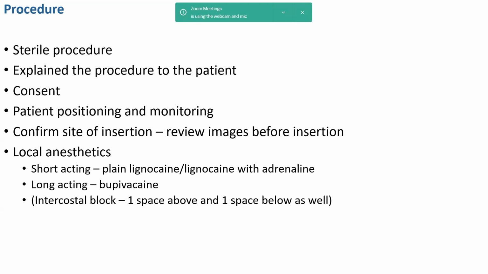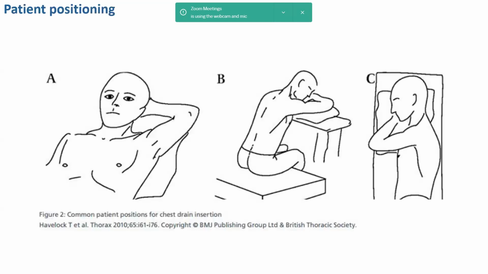For local anesthetic, we usually use plain lignocaine, or even with adrenaline, and short acting ones, even long acting ones, something like bupivacaine can be used. So it will give a few hours of pain relief even after the procedure. And an intercostal block, if you can give it, is useful. You can block the relevant intercostal space, and one space above and one space below. That will give good pain relief if you give an intercostal block rather than just giving a field block.